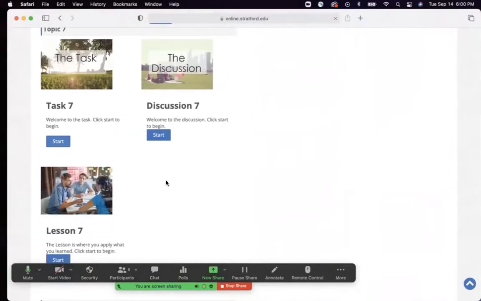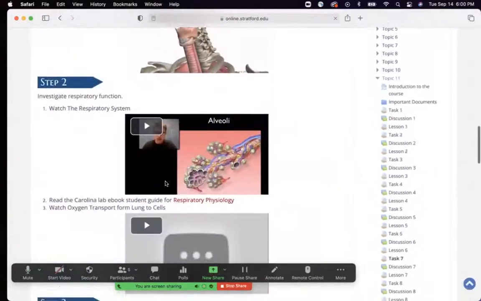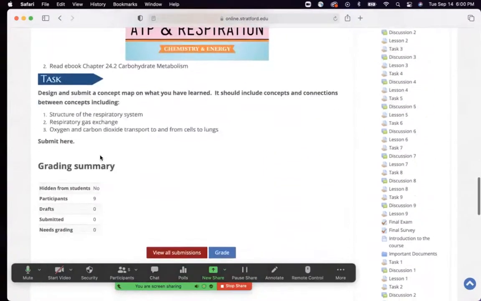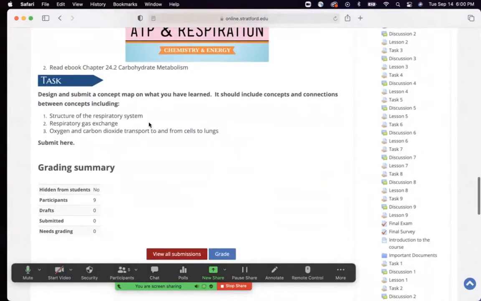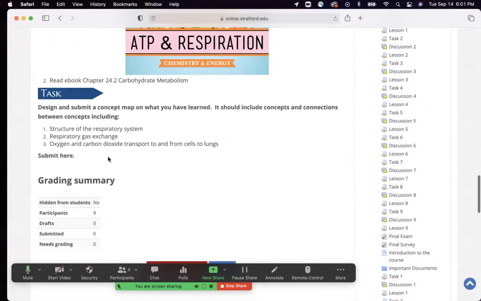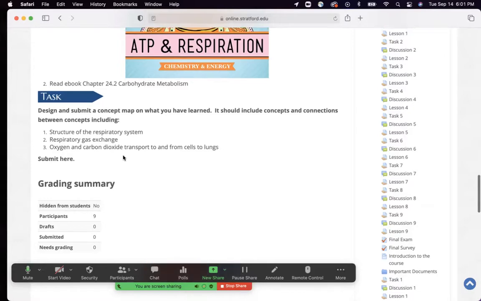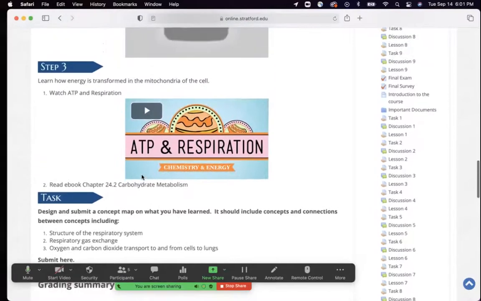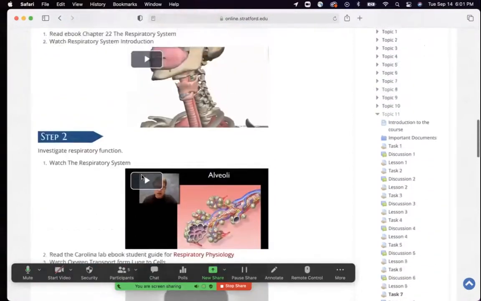And what are we doing this week? We are doing respiratory, which is chapter 22 in our textbook. And if we look further down, the structure, of course, of the respiratory system, since it is an anatomy class. How and what is respiratory gas exchange? And kind of mention it here, oxygen and carbon dioxide transport from the cells to lungs. So first, let's start off with why in heaven's name do I have to breathe?